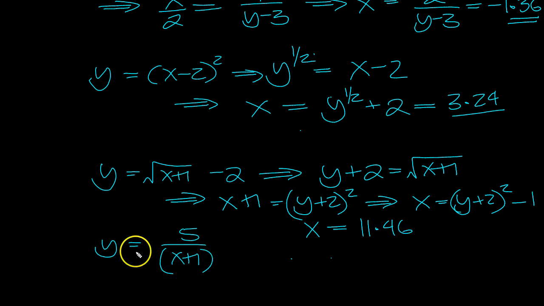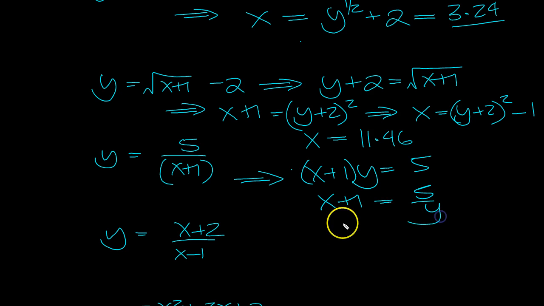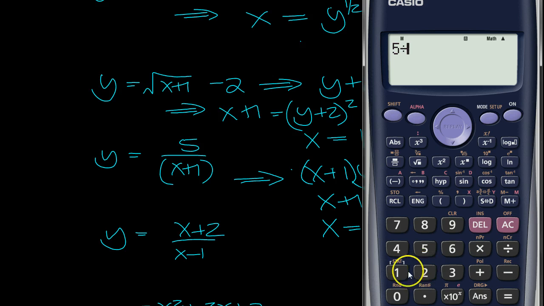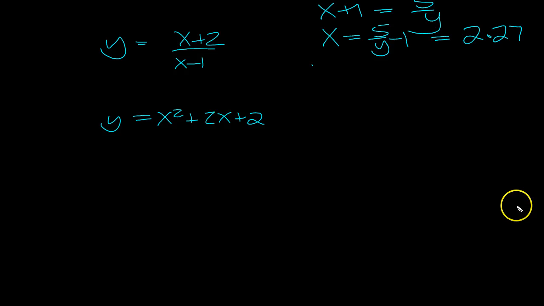Okay, next one. Move this up and the y down. So once we've moved the x plus 1 up, times the y equals 5. We can also move the y down, 5 over y, and then we can move the 1 across, 5 over y minus 1. 5 over 1.53 then, minus 1 will equal 2.27. Okay, good.